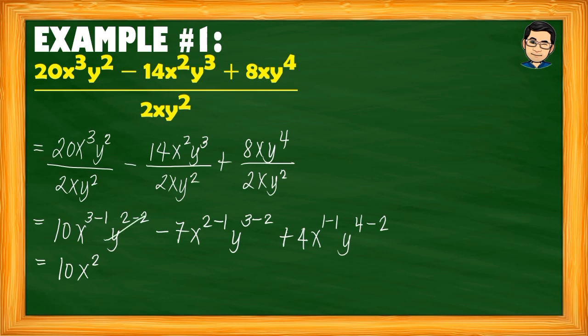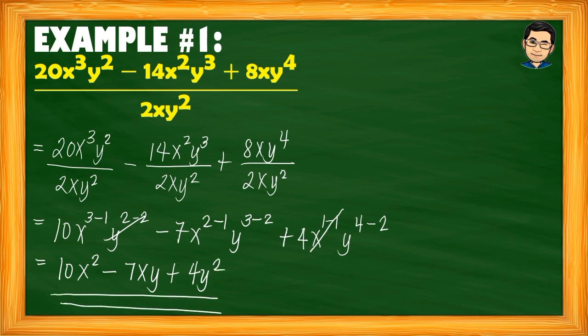So makakancel na to. Minus 7x. So raised to 2 minus 1, that is 1. So 7x x lang siya. And then y raised to 3 minus 2, 1 lang din. So 7x y. Next, plus 4x raised to 1 minus 1. So 1 minus 1, that is 0. So ito magiging 1 na lang. Makakancel na. So y raised to 4 minus 2, that is 2. So ang sagot natin dito is 4y squared. So this will be our final answer. 10x squared minus 7xy plus 4y squared.